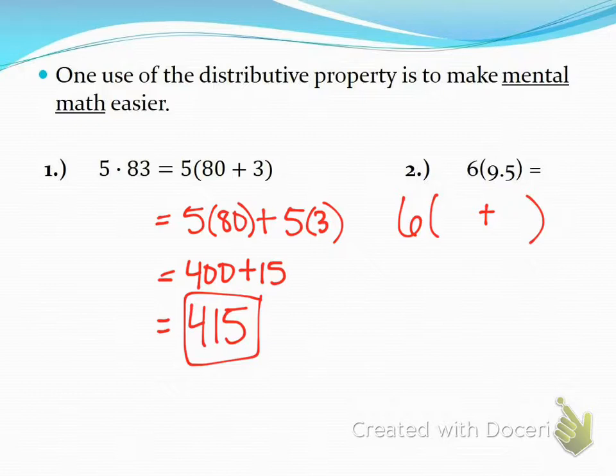If it were me, I'd try to separate the decimal part away from the whole number. So what's my whole number? 9. What would I have to add to that? 0.5, or a half.